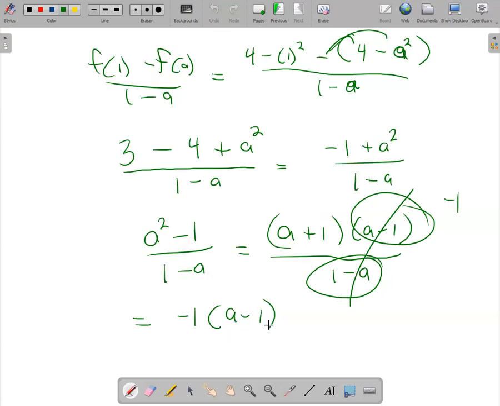However, if I take this new version here, what happens if I plug a equals 1 in there? Oh, this should be a plus 1. Thank you. I knew something was off. I get 1 plus 1 is 2, but it's really negative. So this says negative 2.